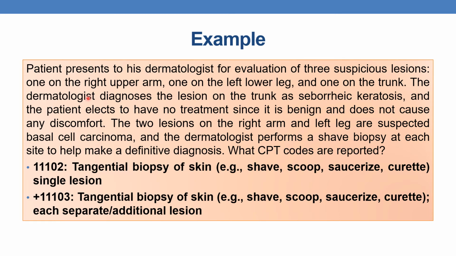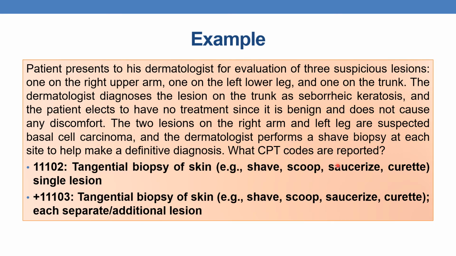3 lesions. The dermatologist diagnoses the lesion of the trunk as seborrheic keratosis and the patient elects to have no treatment since it is benign and does not cause any discomfort. Out of 3 lesions, the patient does not require any treatment for 1 lesion. And the 2 lesions on the right arm and the left leg are suspected as basal cell carcinoma. And the dermatologist performs a shave biopsy of each site to help them make a definitive diagnosis.